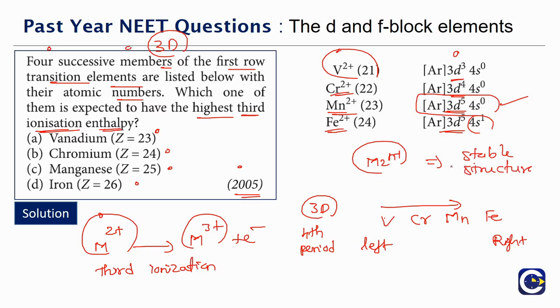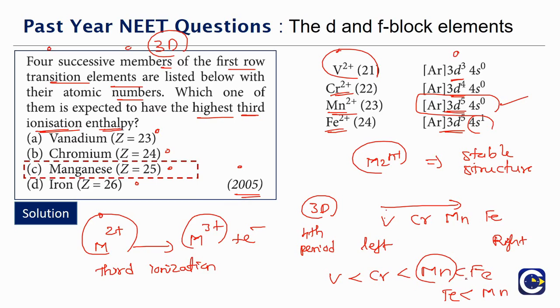That is the reason why the third ionization enthalpy of manganese is going to be the highest. Otherwise, generally what we expect, left to right it will increase, means vanadium must be less than chromium, less than manganese, less than iron. That is the expected trend. But manganese will have extra stability of the 3d5 structure in manganese 2 plus. So it will require a lot of energy to remove the electron and form manganese 3 plus. That is the reason why the third ionization enthalpy of manganese will in fact be more than that of iron itself. So the correct answer for this is option C, manganese.